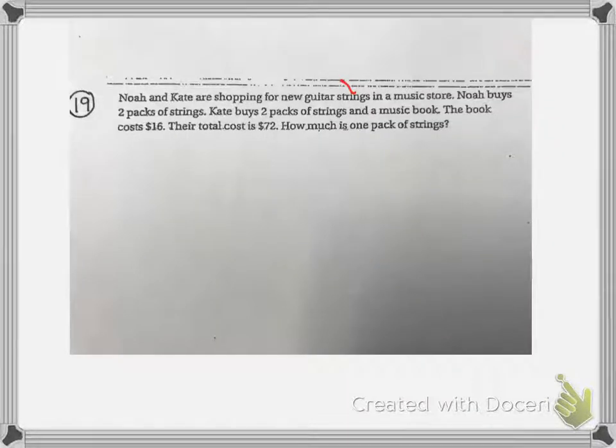Number 19. Noah and Kate are shopping for new guitar strings in a music store. Noah buys 2 packs of strings. Kate buys 2 packs of strings plus a music book. The book costs $16. The total cost is $72. How much is 1 pack of strings? Okay, so we're going to call the pack of strings X. So Noah buys 2 packs. Kate buys 2 packs plus a music book, which costs $16. Their total cost is $72.